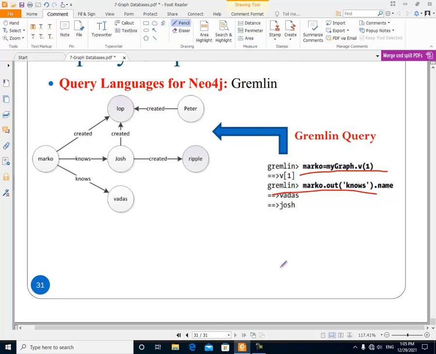So this was my topic about graph databases. Graph databases can be used for storing data which is in the format of graphs, and then we can do graph operations on the data.